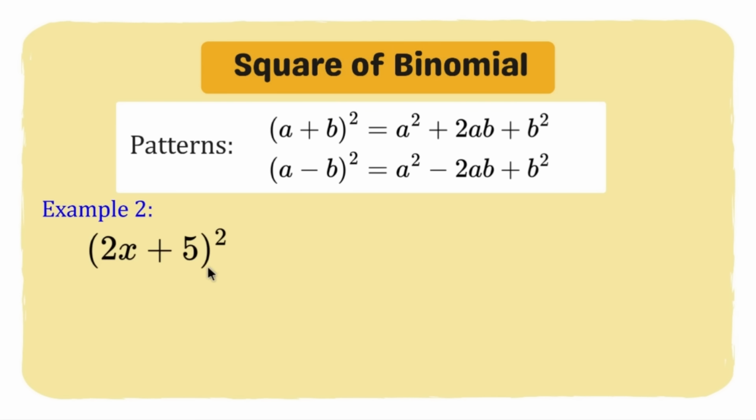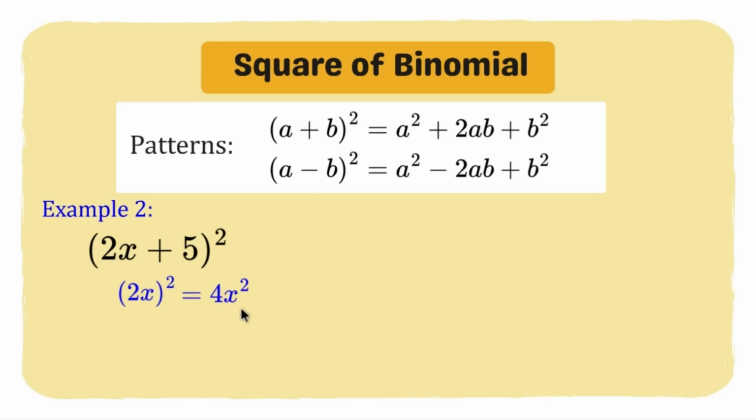Okay, another example, we have here 2x plus 5 raised to 2. Okay? Or the quantity squared. So, let's proceed with the first step. Multiply ulit natin or get the square of 2x. Multiply it by itself. So, 2x raised to 2 is equal to 4x squared.